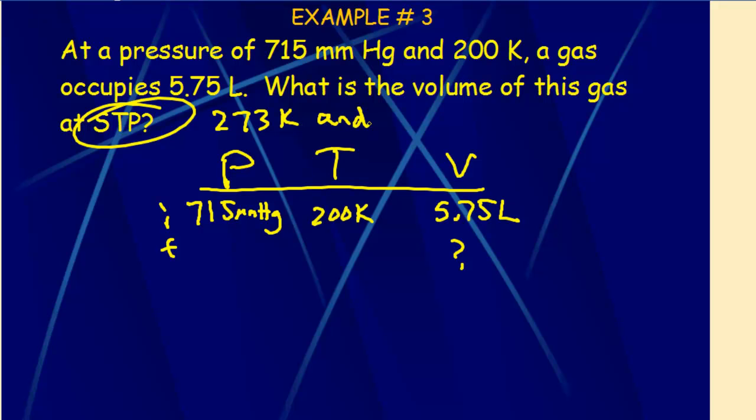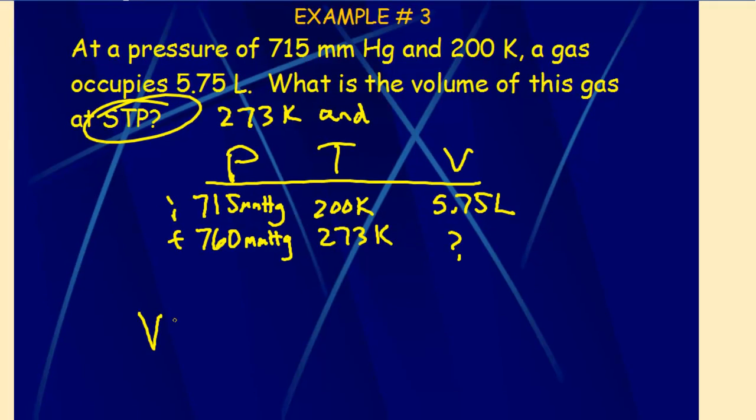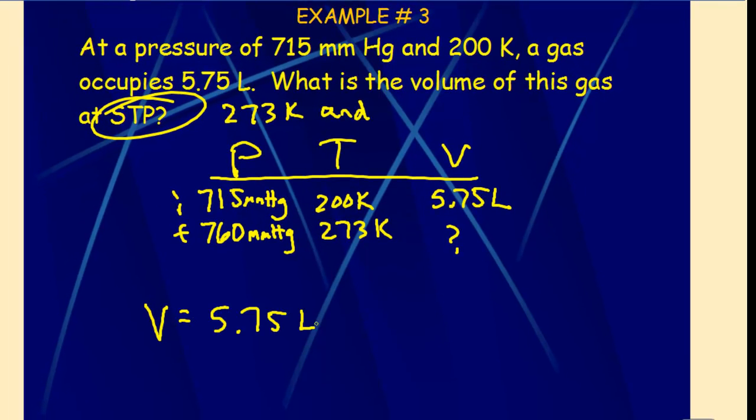Standard pressure, it depends on what unit we want. We could use atmospheres, 1, or kPa, 101.3. But this one's in millimeters of mercury, so I'm going to use 760 millimeters of mercury. Standard temperature is 273 Kelvin. So volume equals 5.75 liters times... Pressure is going from 715 to 760. Pressure is going up, so the volume goes down. So I put the larger number on the bottom. Again, millimeters of mercury will cancel.